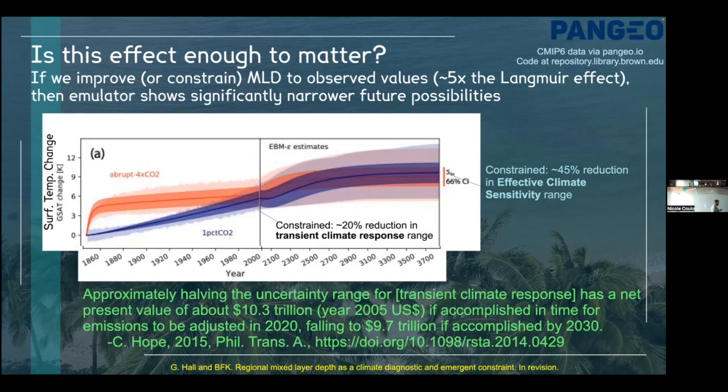here's where the economists come in. If we could narrow the uncertainty range for transient climate response, it would have a net present value of about $10.3 trillion. If accomplished in time for emissions to be adjusted in 2020, all right, we missed that. But if we fall to 9.7 trillion, if accomplished by 2030, we're probably not going to make that either. But the point is, we're about 20% of the way to $10 trillion with Langmuir. To me, that's a pretty valuable thing to spend your time thinking about.